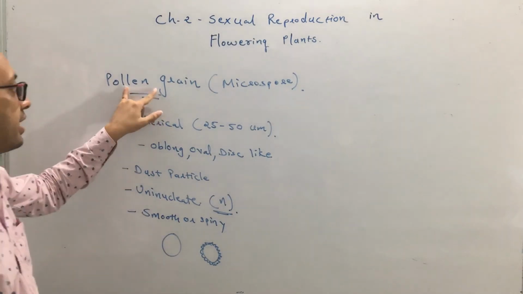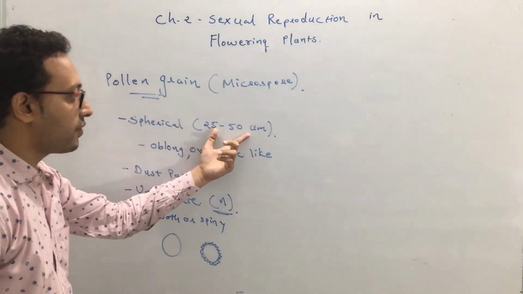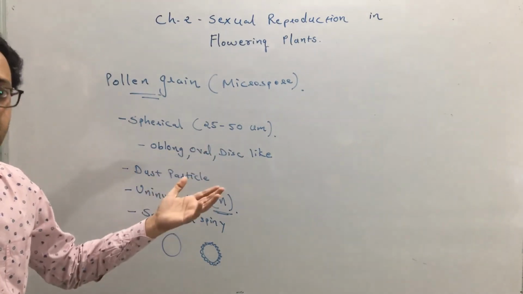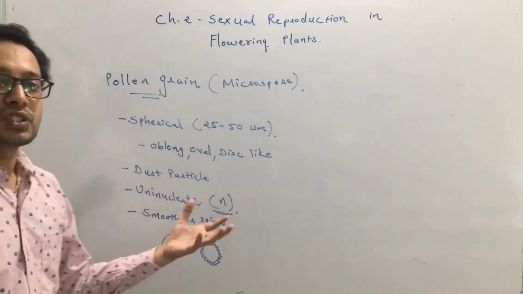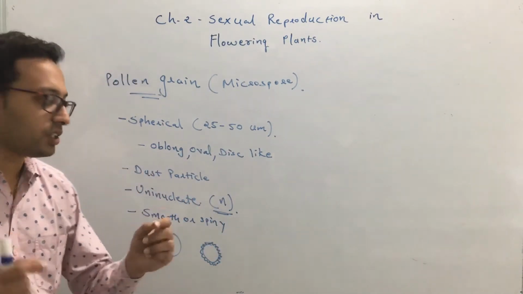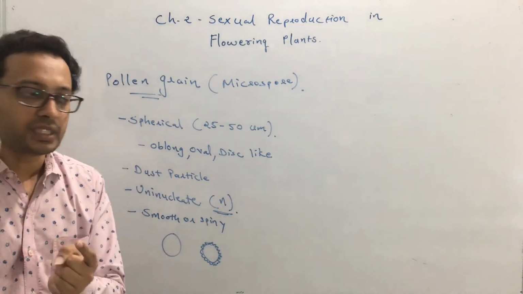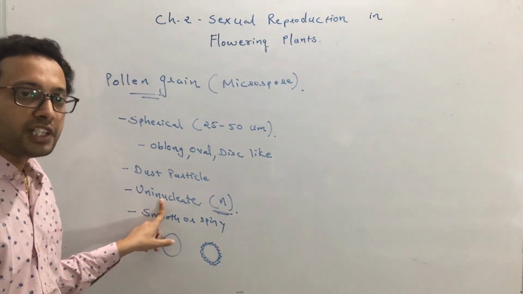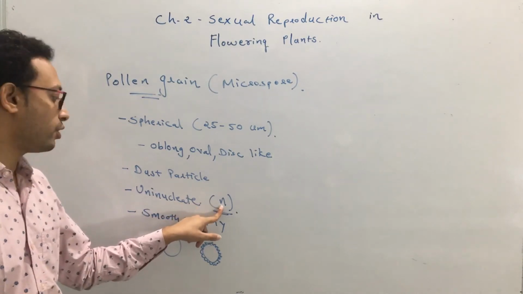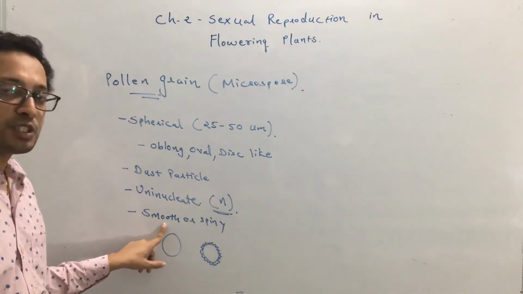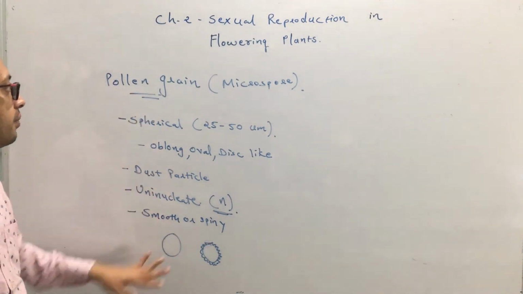Okay. So what's another name for pollen grain? Pollen grain can also be called a microspore. Usually it's spherical in shape with a diameter of 25 to 50 micrometer. Sometimes it can also be observed in different shapes like oblong, oval, disc-like, etc. Morphologically it looks like particles of dust. It is unicellular, made up of one cell, and contains how many nuclei? One nucleus. That's why it's called uninucleate. It contains n chromosomes. Its surface may be either smooth or spiny. So this is what the pollen grain looks like.